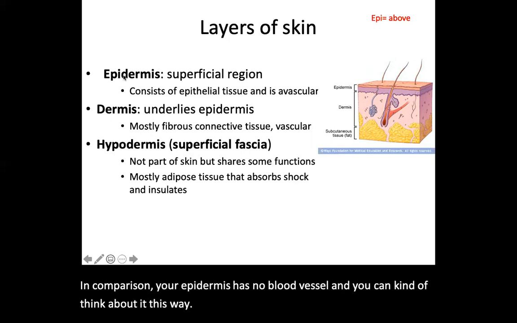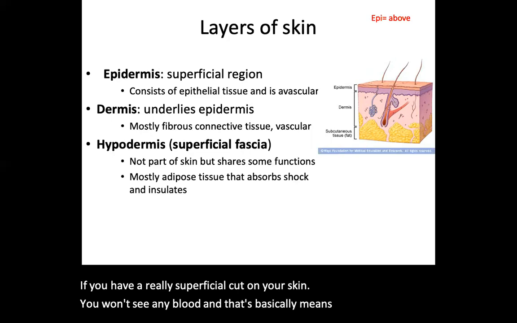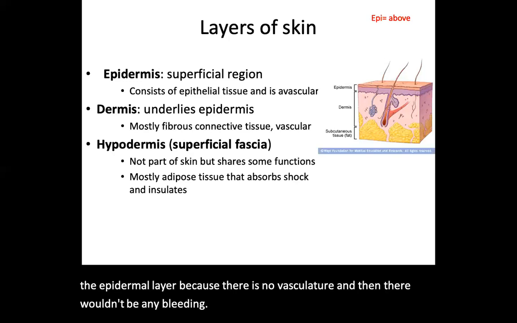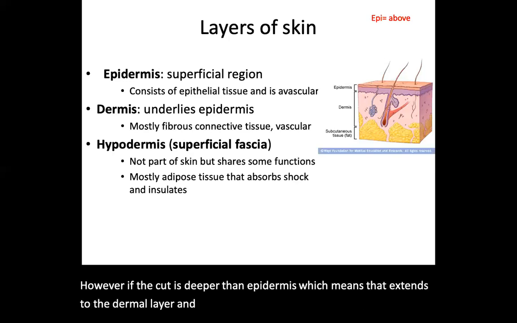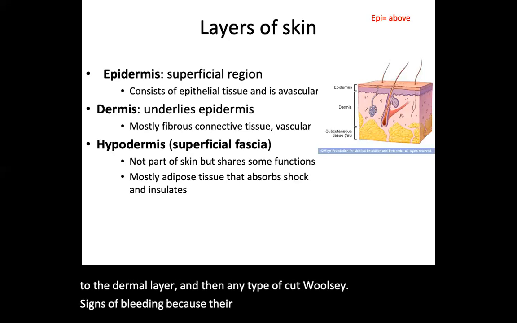If you have a really superficial cut on your skin, you won't see any blood. That basically means the cut was only at the epidermal layer, because there is no vasculature, and then there wouldn't be any bleeding. However, if the cut is deeper than the epidermis, which means it extends to the dermal layer, then any type of cut will show signs of bleeding because the dermis is highly vascularized.